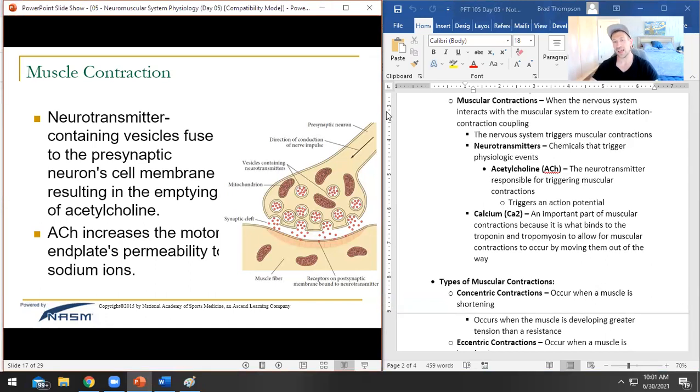And what's going to happen is when the electric signal, the action potential, gets to the very end of the neuron, it will release these little red dots here, which are neurotransmitters. Neurotransmitters are chemicals, and that's how your nervous system actually controls all the stuff inside of your body. The neurotransmitter we're talking about here is called acetylcholine, or ACH. Acetylcholine will move across the gap and bind to the muscle cell. Once it binds to the muscle cell, that's what triggers the action potential in the muscle cell.